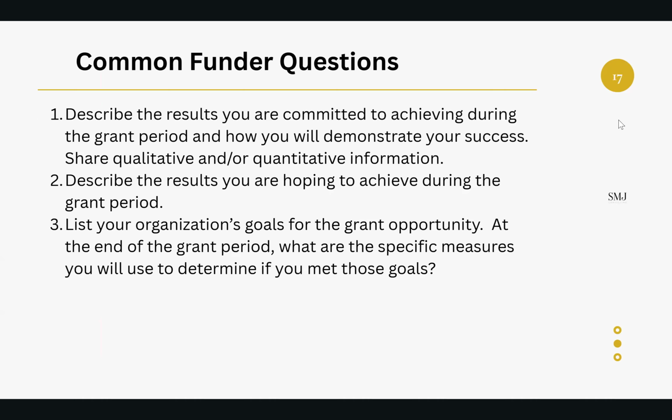These are also common funder questions, really targeting understanding an applicant's goals and objectives. As you will see further in this presentation, your goals and objectives are also closely related to your evaluation.